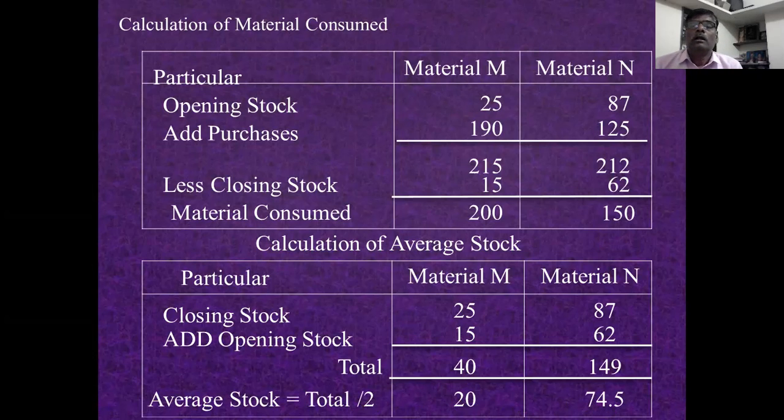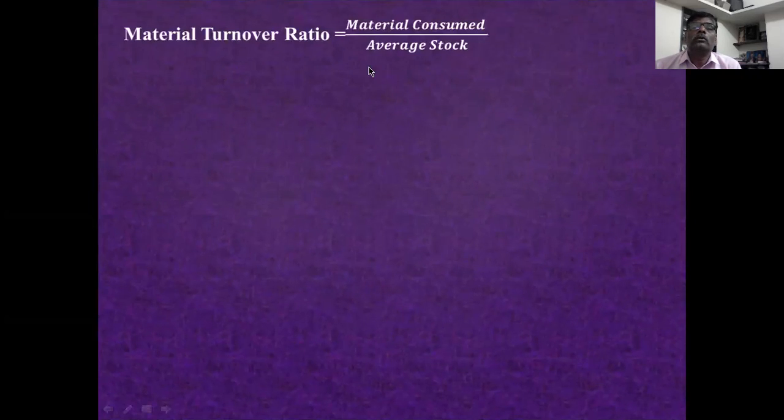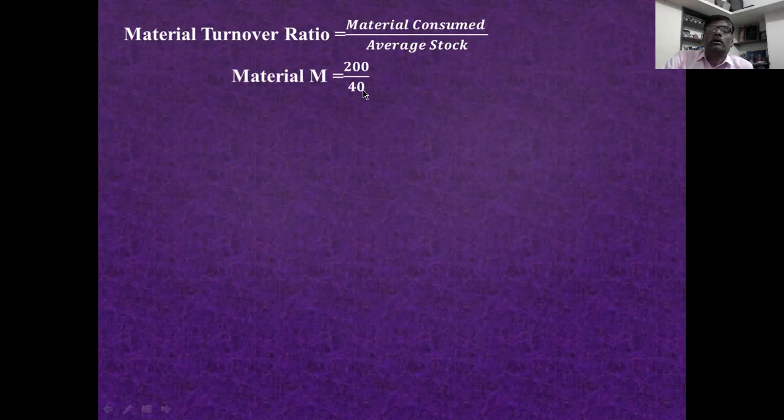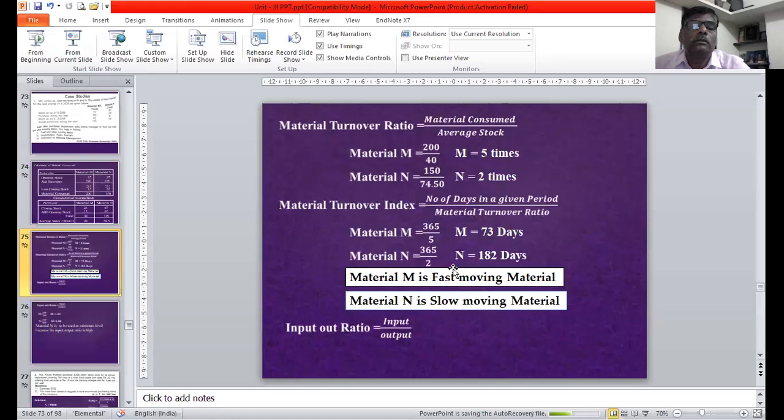Now we calculate the stock turnover ratio. Stock turnover ratio is equal to material consumed divided by average stock. So here material M consumed is 200, divided by average stock, is equal to 5.